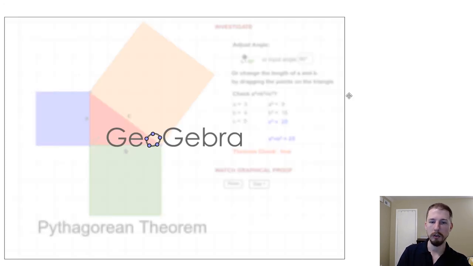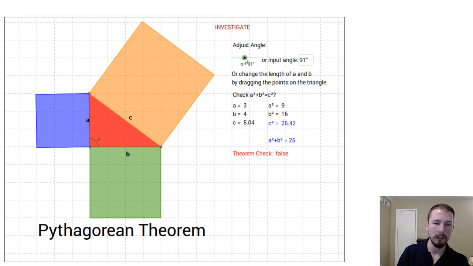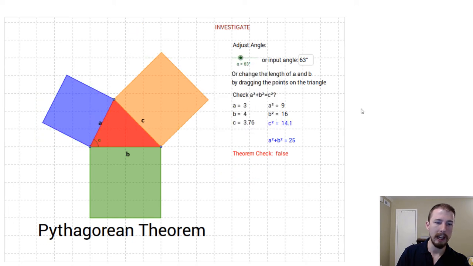GeoGebra widgets also come into play, and they have some really beautiful ones for the Pythagorean theorem, showing them that 3 squared plus 4 squared is equal to 5 squared in this case. But more importantly, what happens whenever we change the angle? Remembering that the Pythagorean theorem is based on the condition that it's a right triangle. If it's a right triangle, then the Pythagorean theorem is true.